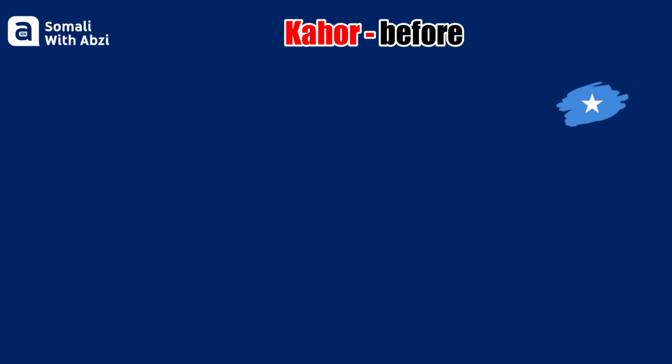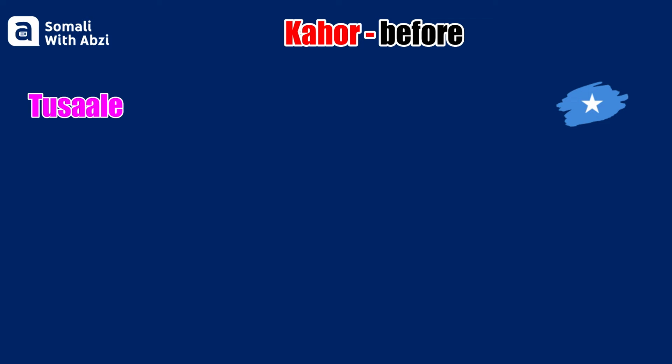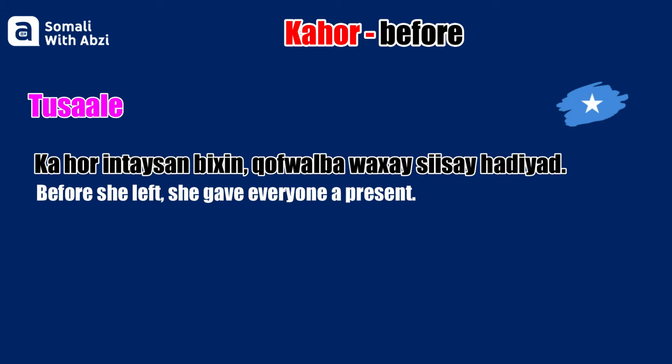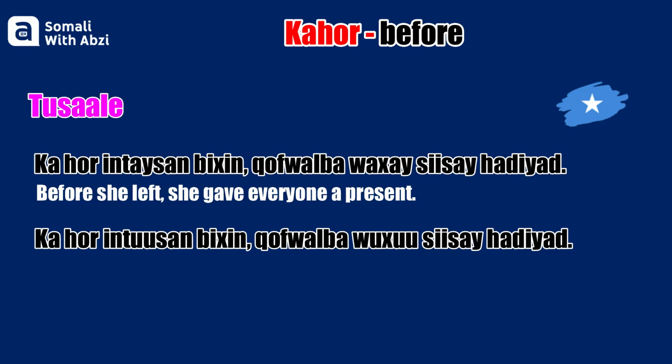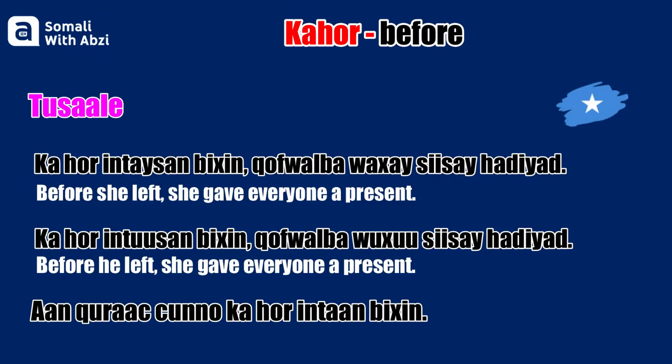We use Kahor to say before in Somali. Let's do some examples. Kahor intaysan bixin, qof walba waxay siisay hadiyad, which means before she left, she gave everyone a present. Kahor intuusan bixin, qof walba wuxuu siiyey hadiyad, which means before he left, he gave everyone a present. Aan quraac cunno kahor intaan bixin, which means let's eat breakfast before we go.